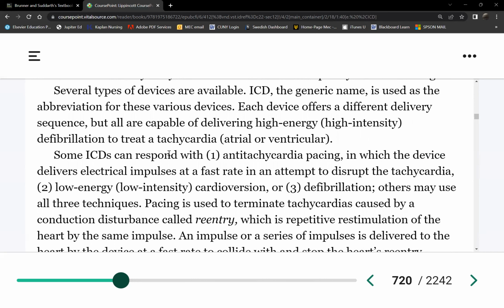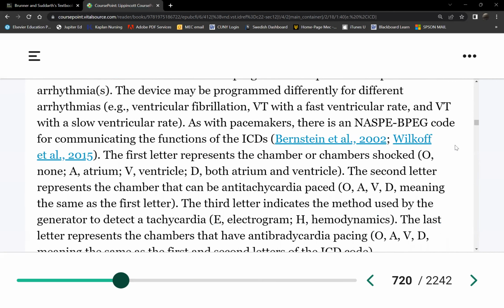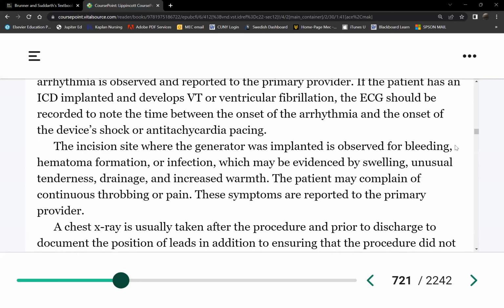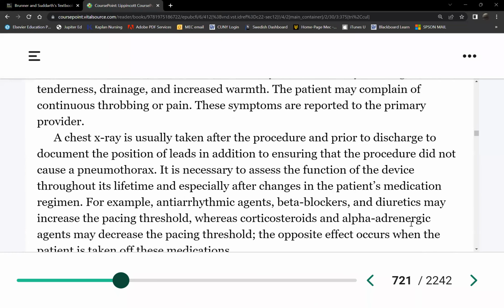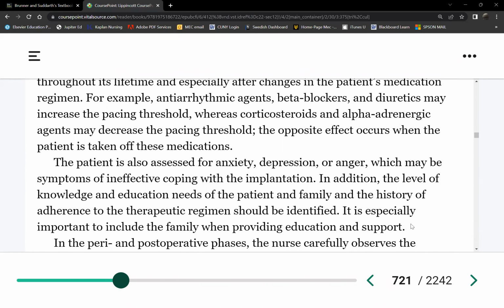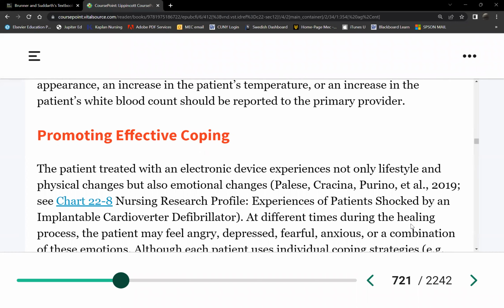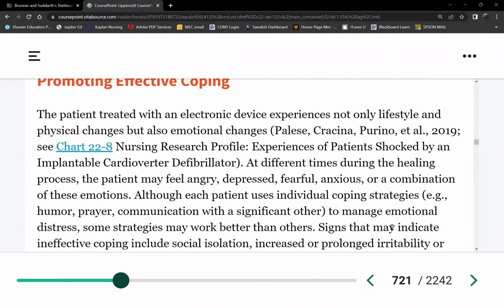All right, what are the two rhythms that will be defibrillated? Okay, VTach and VFib. So same thing. This is a defibrillator, so it will sense those dysrhythmias and then fire. Here's the teaching. In addition to whatever was included in the pacemaker, the precautions and teachings are the same. We do have instructions here on preventing infection and then coping.